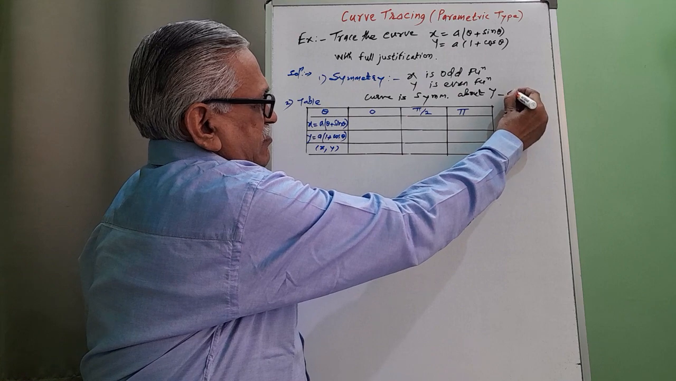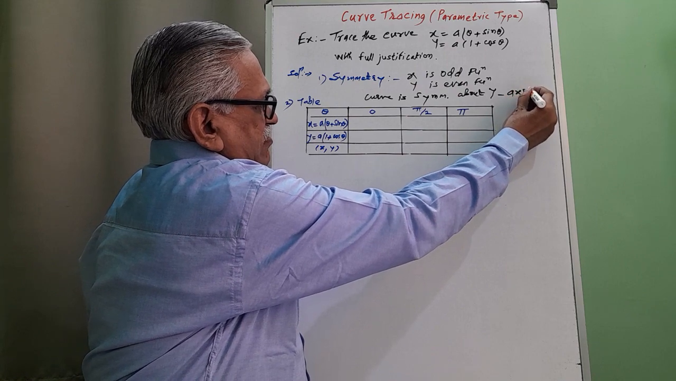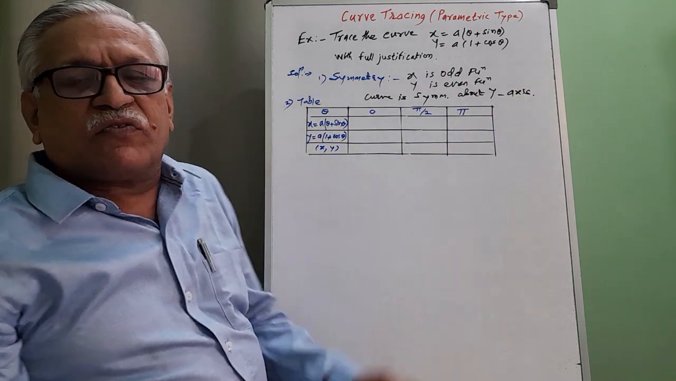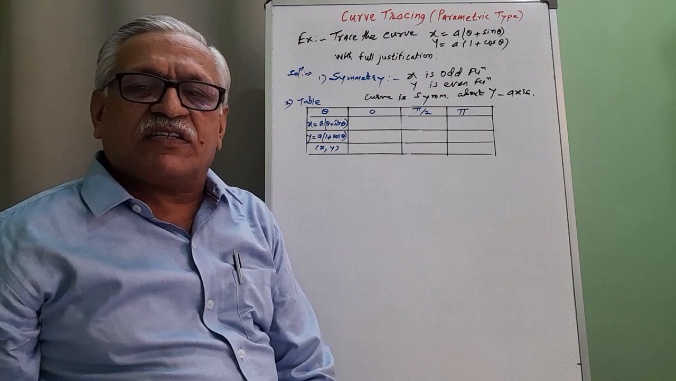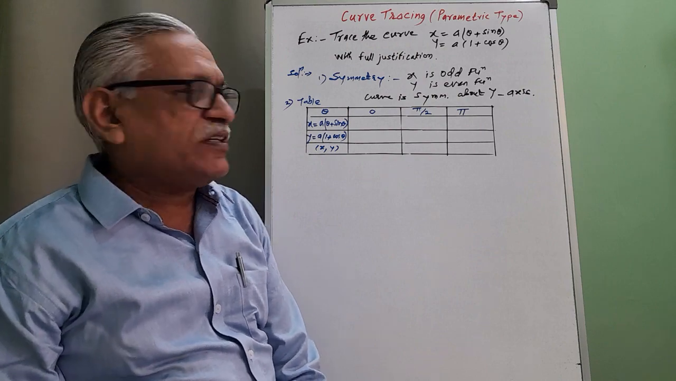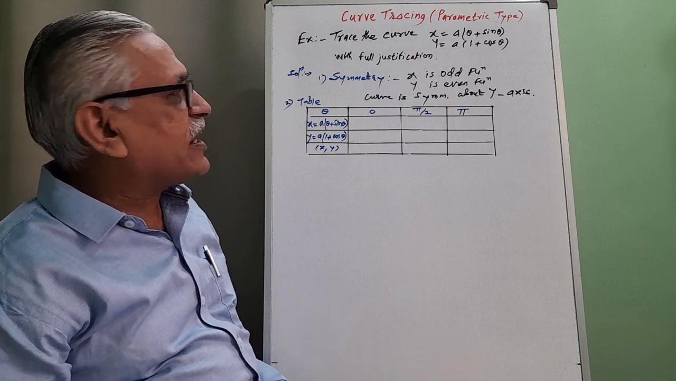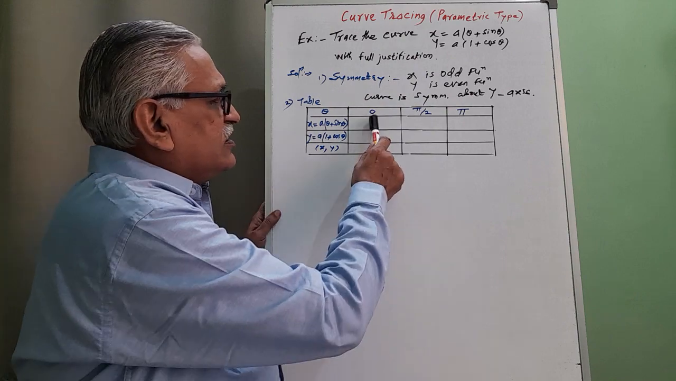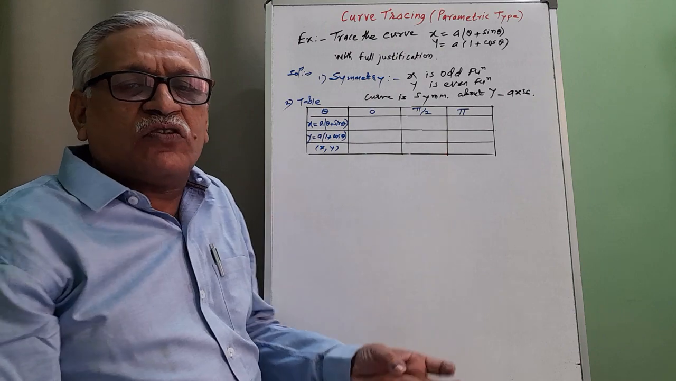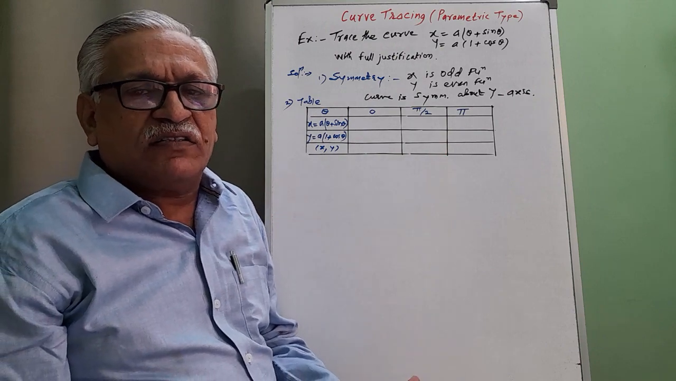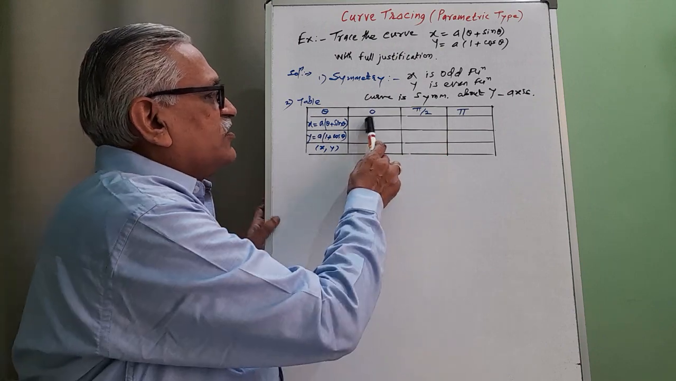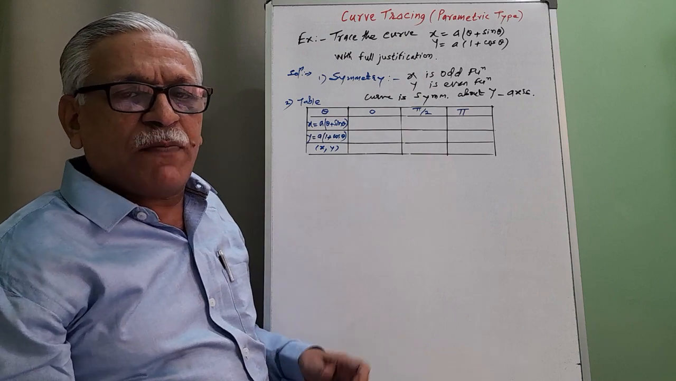Y-axis. Means whatever the curve we have to draw, that must be symmetrical to the y-axis. This is the first point. Then second point, we have to make a table. For any cycloid, we consider these 3 points only, 0, pi by 2 and pi. Whatever the equation, consider only these 3 values, 0, pi by 2 and pi.